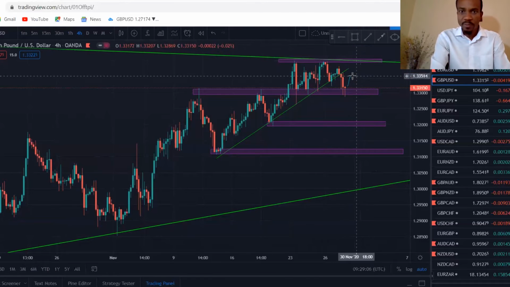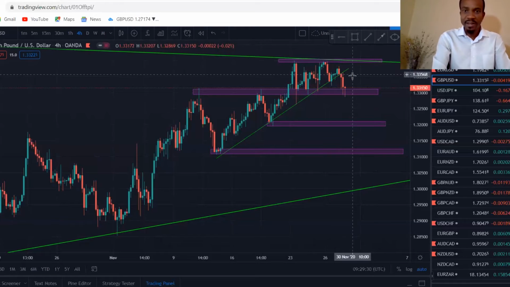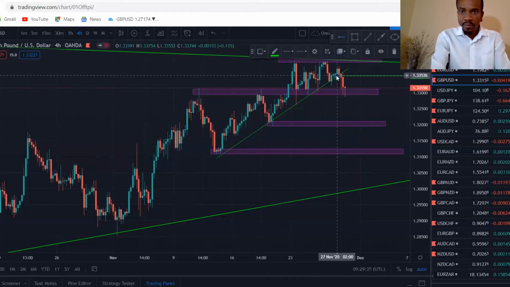If price does not break this level, we're expecting a little bit of retracement to this area, and then price shoots to the downside. So we're expecting price to retrace to this area of 1.33500 or so, around 550, 540. And then if price retests this area, let me just put that. Yeah, so we're expecting price to test this area.